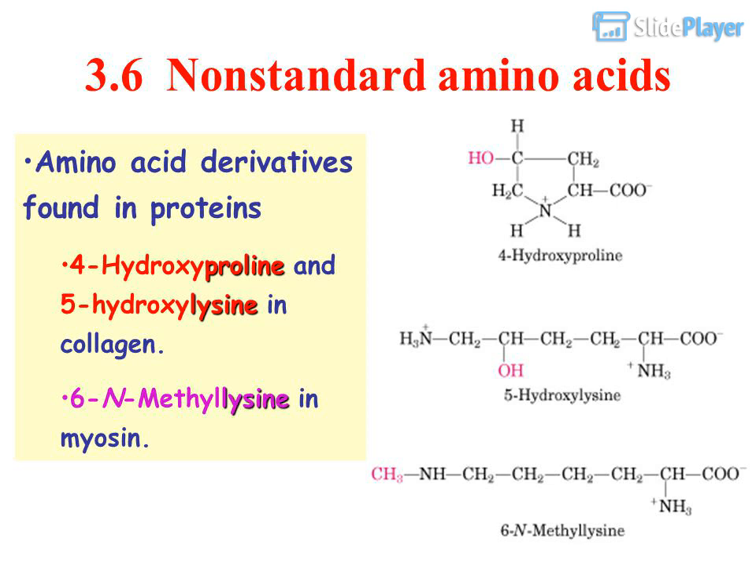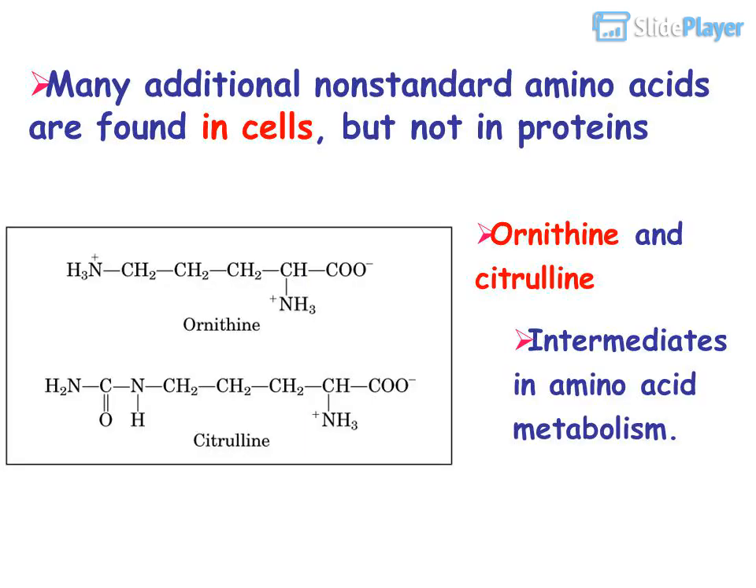3.6 Non-standard amino acids: amino acid derivatives found in proteins. 4-hydroxyproline and 5-hydroxylysine in collagen. 6-N-methyllysine in myosin. Many additional non-standard amino acids are found in cells, but not in proteins. Ornithine and citrulline are intermediates in amino acid metabolism.